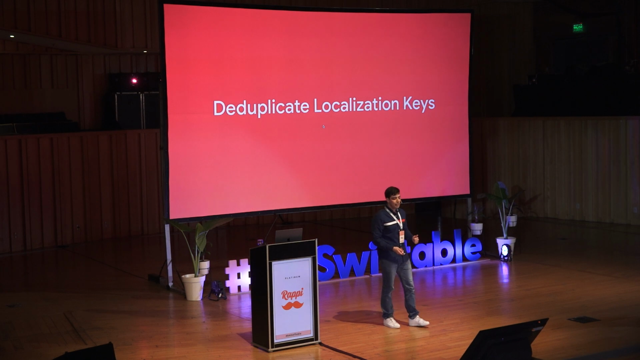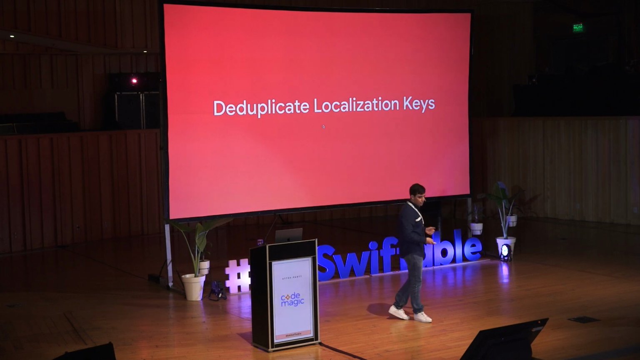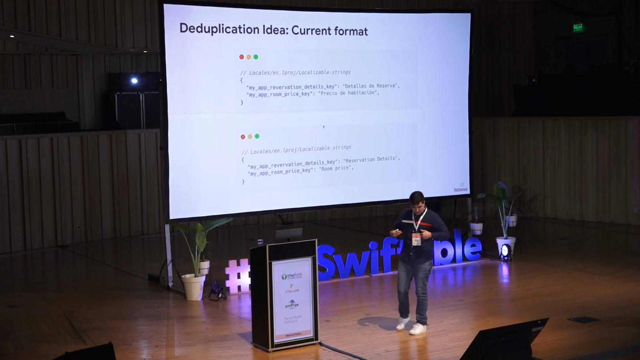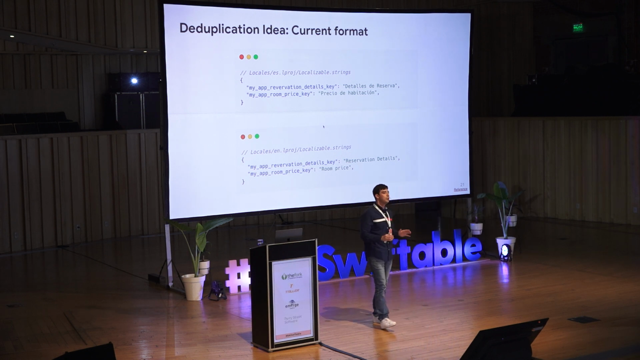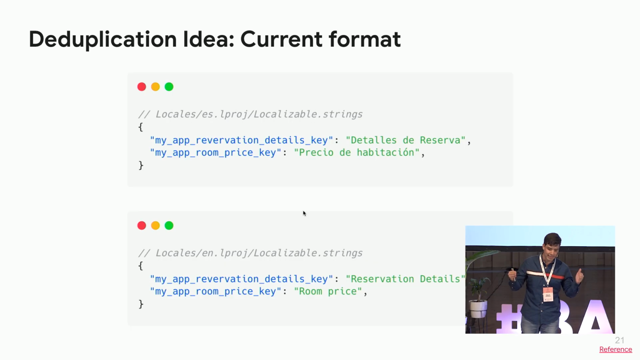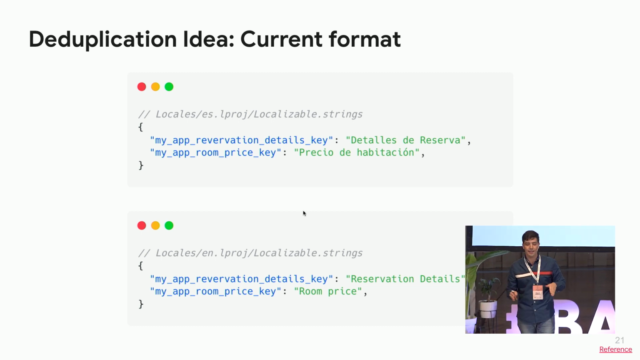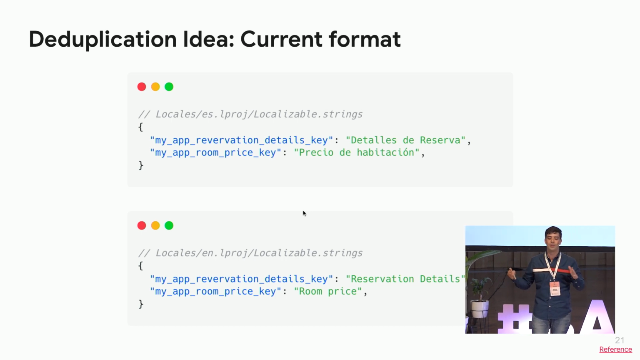The second optimization is the deduplication of localization keys. Let's see what I'm talking about. So here we have an example. We have two strings files, one for Spanish and another one for English. We have the keys: my app's reservation details key that translates to detalles de reserva, and room price key that translates to precio de habitación, and the same in English.